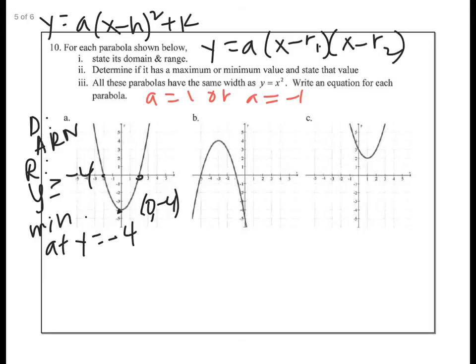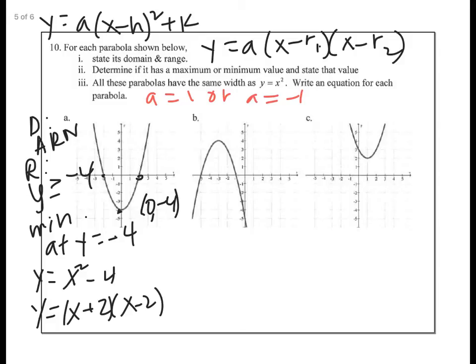So if I write it in vertex form, I'd have y is equal to x squared, not shifted left or right, and then shifted down 4. If it's in factored form, I'd have (x plus 2)(x minus 2), since that's where my roots or zeros are.